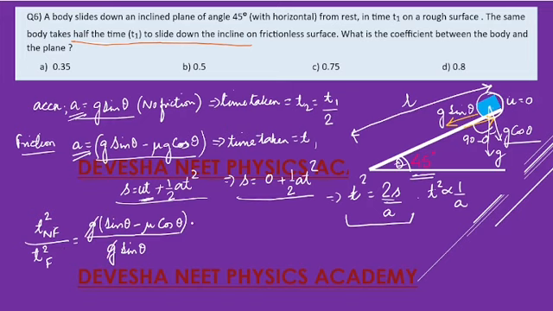Also, the angle theta as it is given here is 45 degrees. So when theta is 45 degrees, I think all of you know that sine theta is equal to cos theta. All of us know that. It means then in that case, I can write here g sine theta.